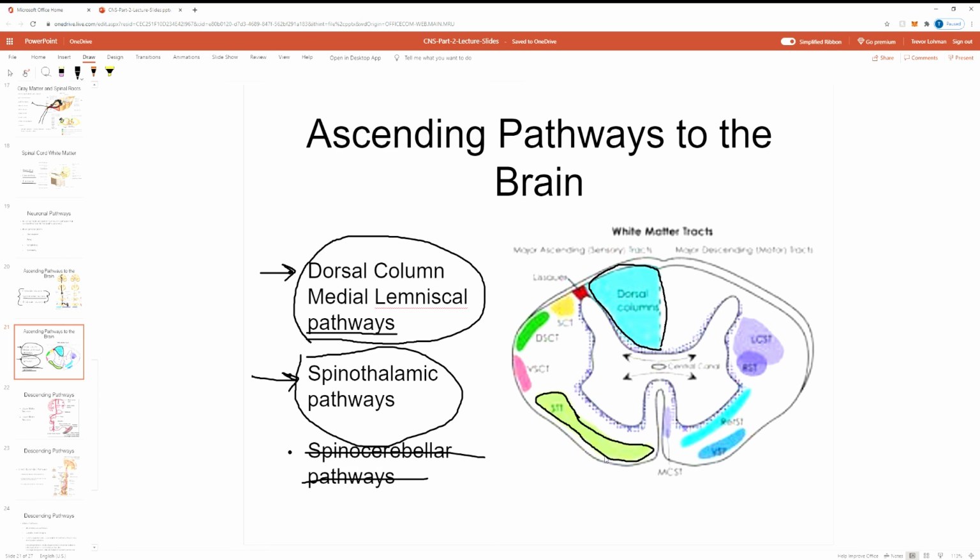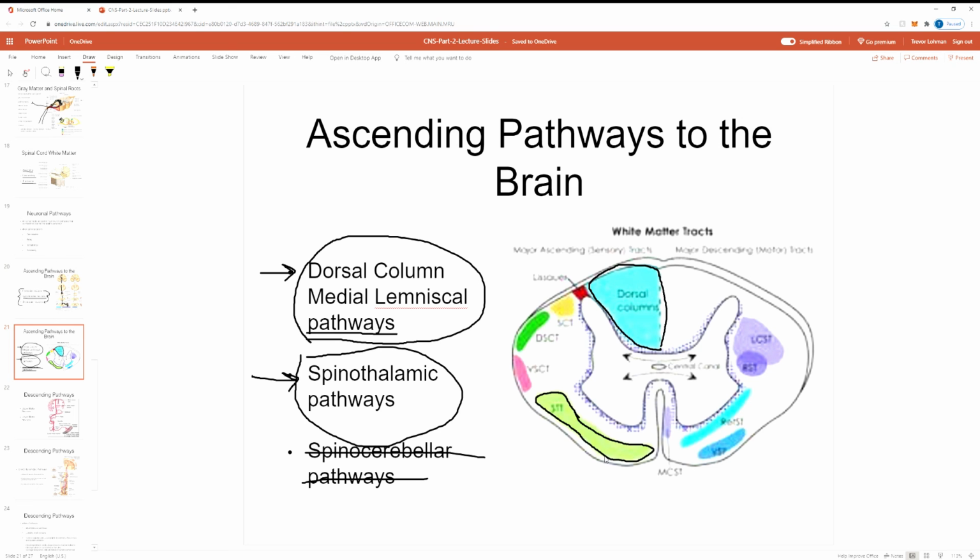So if I said, hey, you have an anterior cord injury, which means that the spinothalamic pathway has been damaged, which sensation may your patient not be able to feel? Can they feel pain? No. Can they feel temp? No. Can they feel light touch? No. Could they feel deep touch? Yes. Could they feel vibration? Yes. Could they feel joint position? Yes. Discriminative touch? Yes. So you get the idea.